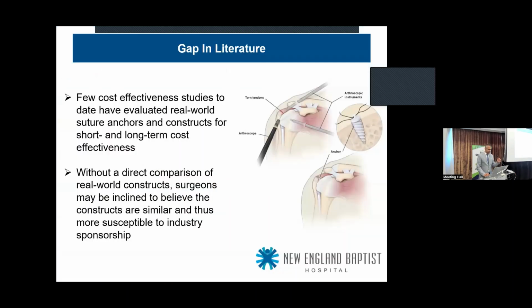So as we get started, the gap in the literature: there are few cost-effectiveness studies to evaluate real-world suture constructs and anchors, as well as their short and long-term cost effectiveness. Without a direct comparison of the real-world constructs, surgeons may be inclined to believe that these constructs are similar and thus more susceptible to industry sponsorship.